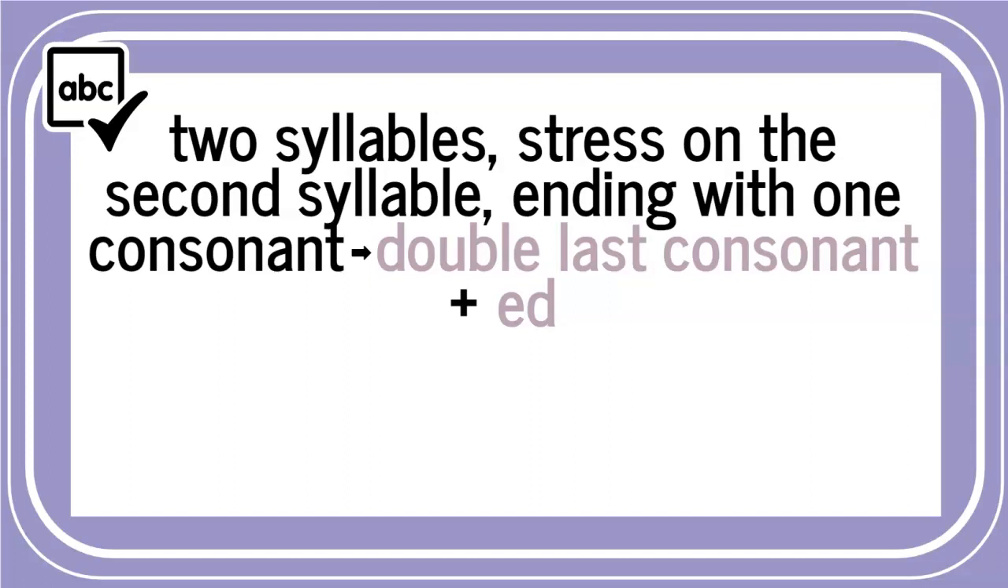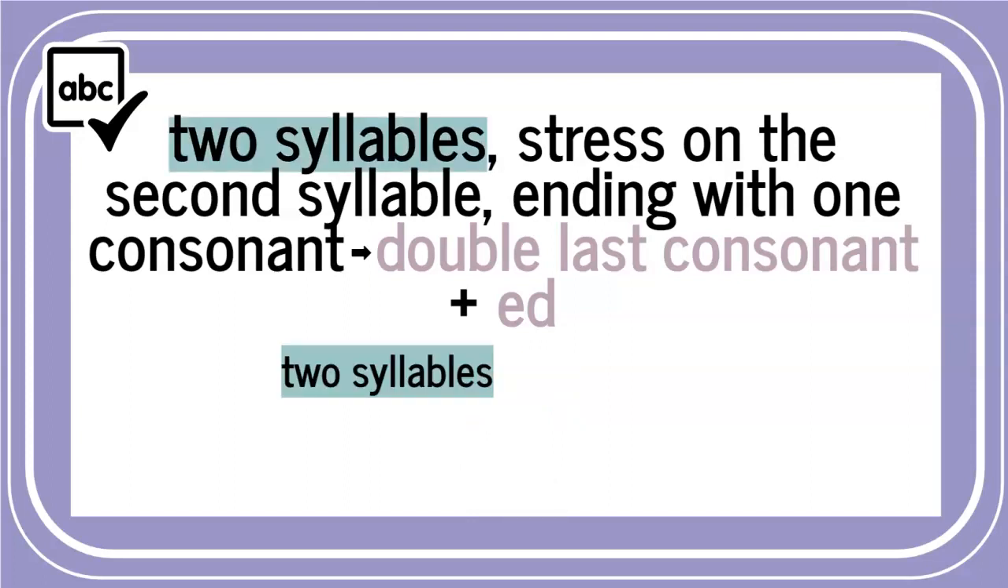Again, another long rule. So what does it mean? Let's break it down so we can understand this rule. First is 2 syllables. We know that the syllables are the counts or the beats for the words. So let's look at some verbs and count their syllables. Invite. How many syllables does invite have? If you said 2, that is correct. We have invite, 2 syllables.